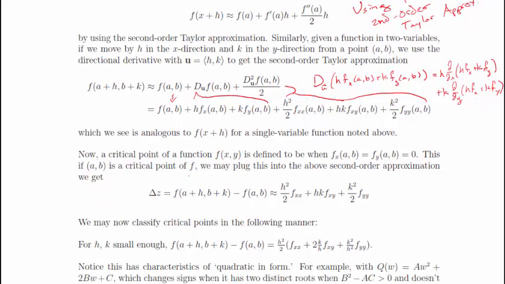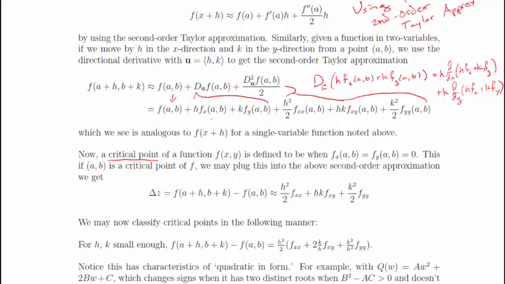So a critical point of a function f of x comma y is defined to be when the partial derivative with respect to x and the partial derivative with respect to y are both 0. So when we're looking for critical points, we just find the partial derivative of f with respect to x, find the partial derivative of f with respect to y, set both of those equal to 0, and find any points that make both of those 0. So we'll see that in an example below. So any point that satisfies this is going to be called a critical point of f.